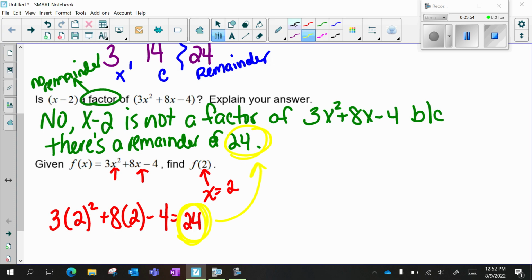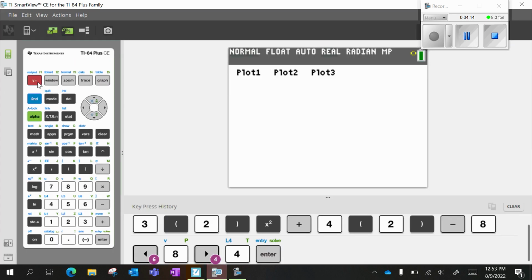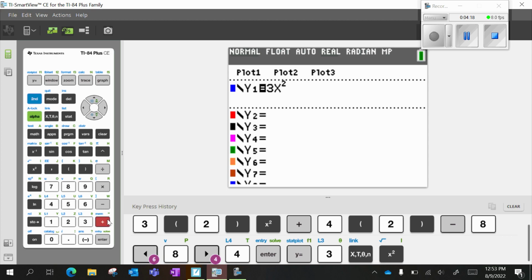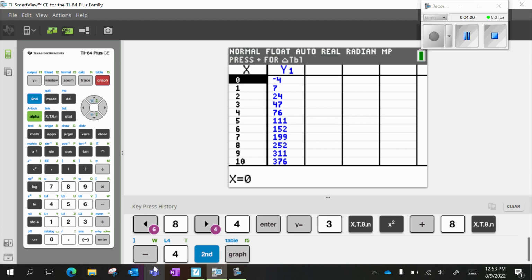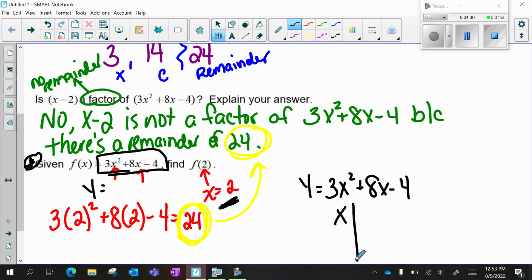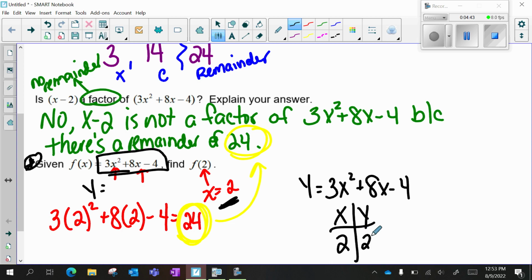But I do want to just do a quick shortcut for you here, guys. For this part here, if you wanted to, you could have typed this whole thing into your y equals and evaluated it that way. So if I went to y equals and typed in my polynomial, 3x squared plus 8x minus 4, then you're going to go to your table, and I'm looking for 2 because that was the value that I would have plugged in. So in my table, I'm looking at 2. And at 2, it's 24. So you could do it in the home screen, or you can do it using the table, but either way, you're going to end up with 24, which is your remainder when you divide by x minus 2.